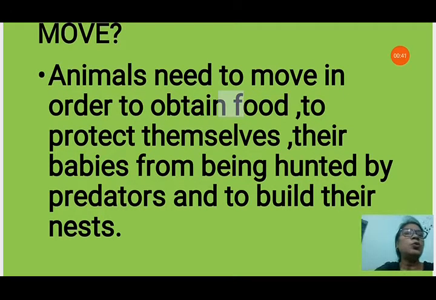So they need to move from one place to another to protect themselves and their babies, and for building their nest, they search for a place where they can make their home. They protect themselves and their babies, and they move from one place to another. Mostly they move to obtain their food.